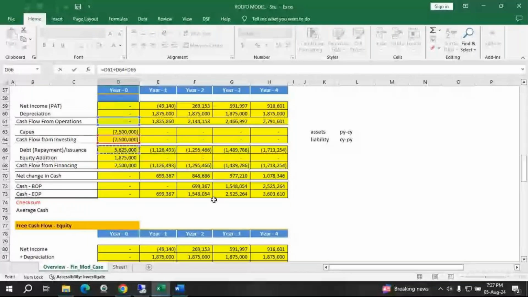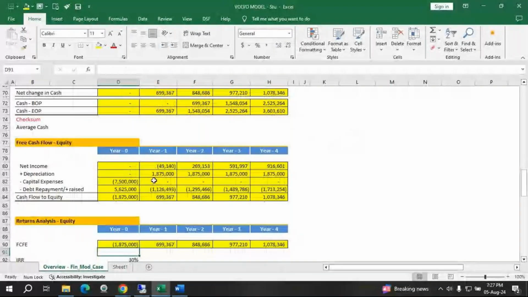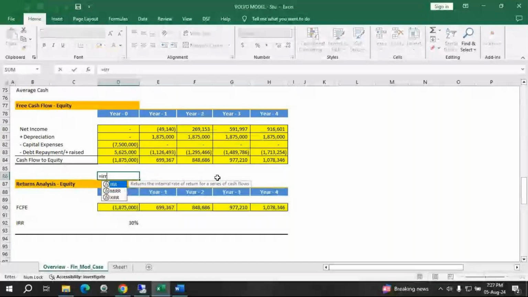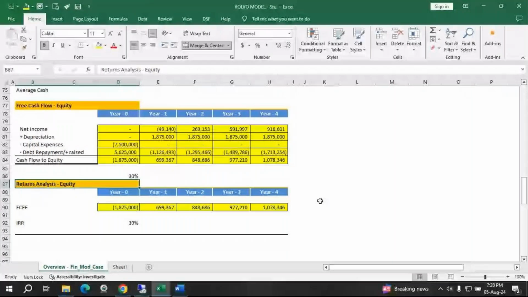So 30% IRR. If we try to calculate the IRR from here, equals IRR, I have to get both the same values. So return analysis, free cash flow to equity. From both ends, IRR should be 30%. So if I'm making the investment of 75 lakh, I'm going to make the profit of 30% on the overall investment.